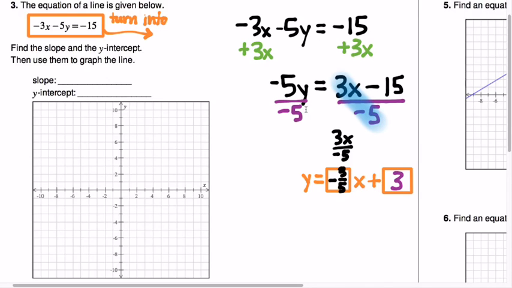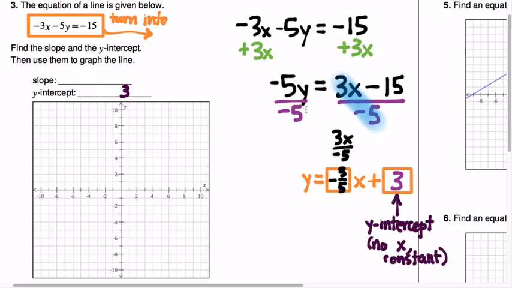What did we gain here? What did we win? What do we know now that we didn't know before? We know the y-intercept, and what is it? 3. How do I know in this equation that the 3 is the y-intercept? Yeah, it's the only constant term on the right-hand side. It has no variable. It's the constant term. Great. So that answers one of our two questions. What is the y-intercept? The y-intercept is 3.